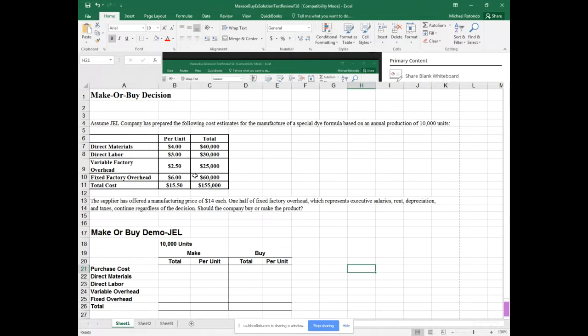So it sounds good on its surface, but we need to do a little bit of analysis. It says 1/2 of the fixed factory overhead, which represents executive salaries, rent, depreciation, etc., is going to continue regardless of the decision. So we have to figure that in. So should the company buy or make the product? So we have to look at the costs. Remember, we also have to think about how it will affect the community as well.